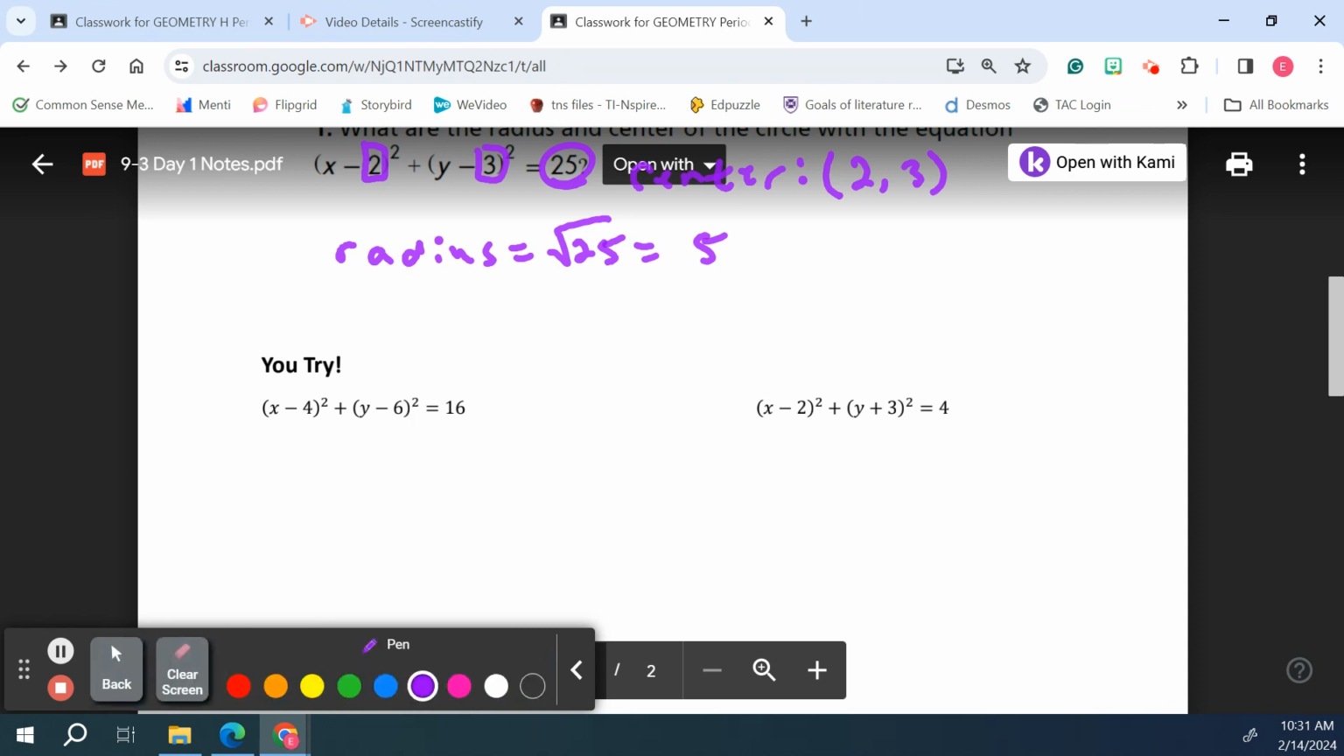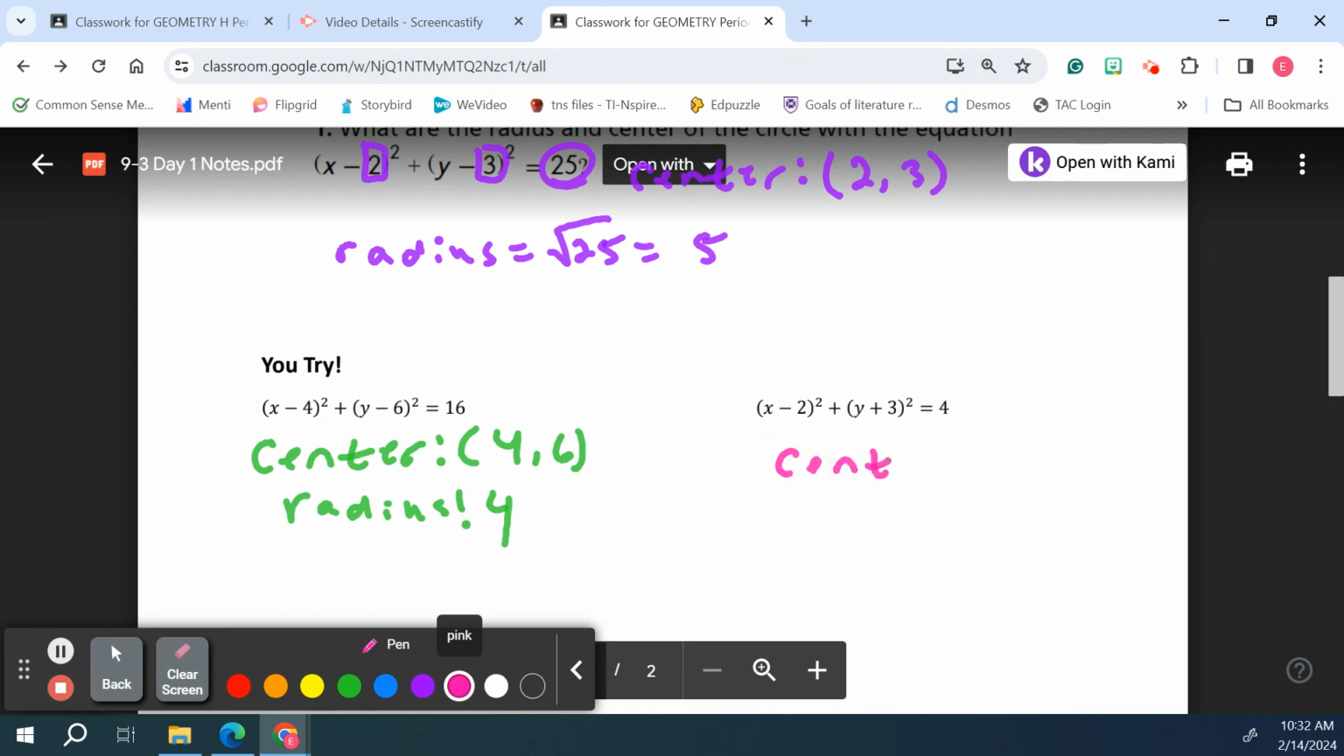All right, let's see. Someone tell me what is the center of this one. And the center should always be represented as a point. Who can tell me? Good. 4, 6. Very good. And what is the radius? Who can tell me the radius? Good. 4. Nice job.